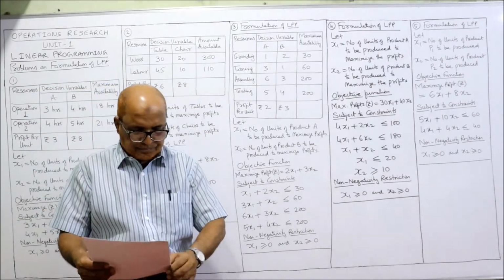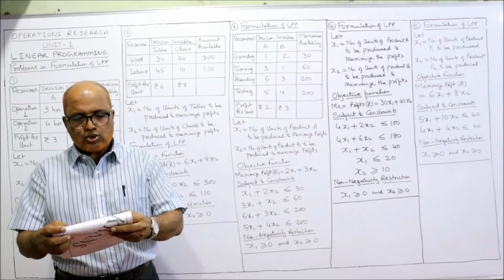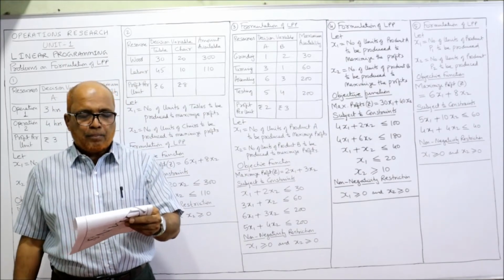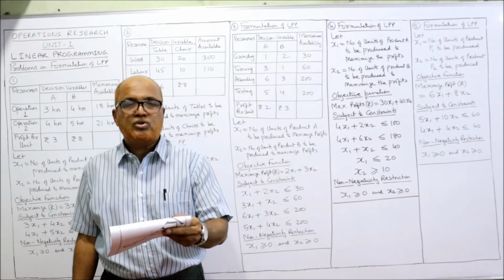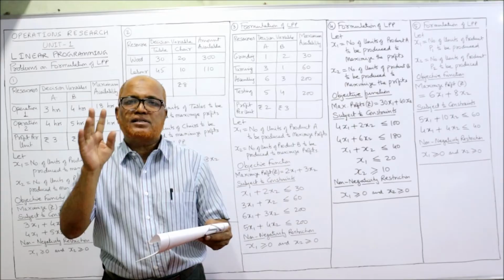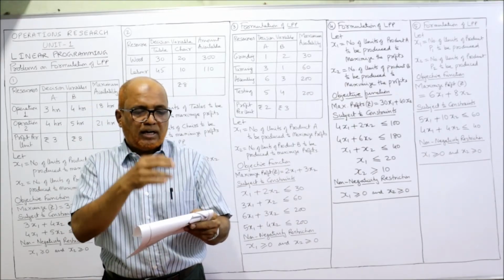Now see the fourth one. A company manufactures 2 products A and B. Product A yields a contribution of 30 rupees per unit and B product contributes 40 rupees. Again we have 2 products A and B. Profit per unit 30 and 40.